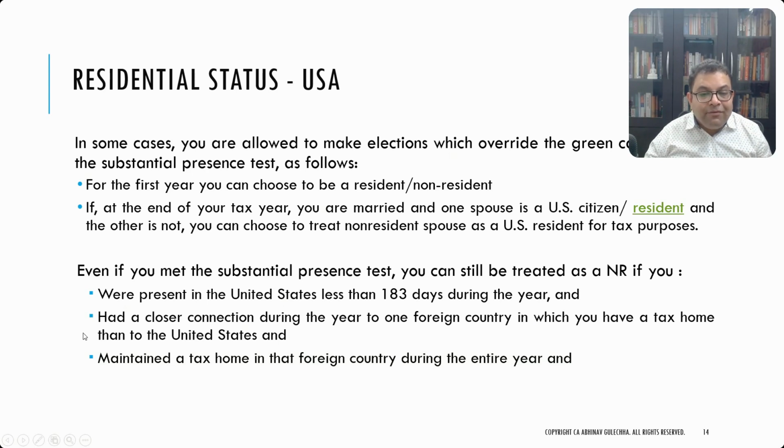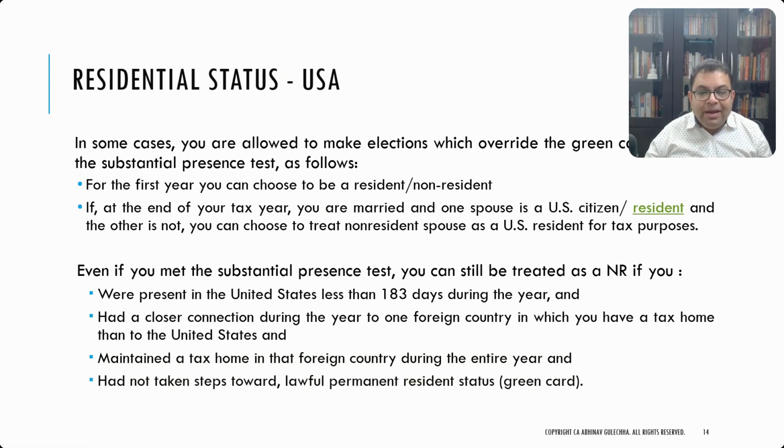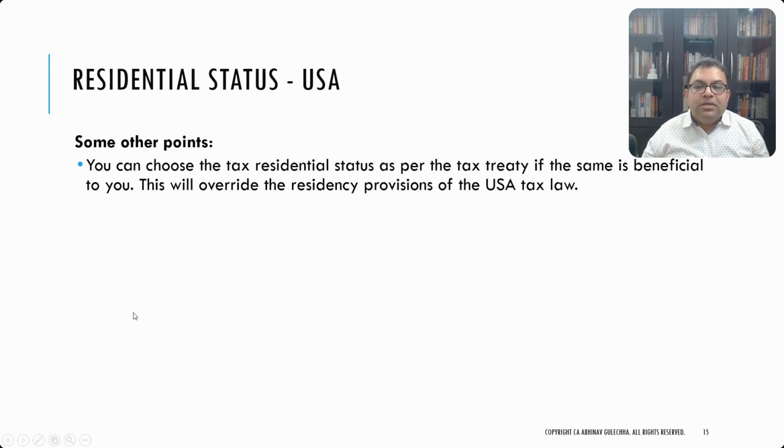You maintained a tax home in that foreign country during the entire year, and had not taken any steps towards gaining the US green card, right? If you have not made any application towards obtaining a green card, in those certain situations, you can still be treated as a non-resident alien, right? However, a closer examination has to be done of the facts of the case to see whether you qualify in this, right?